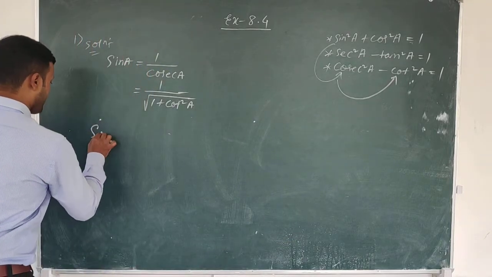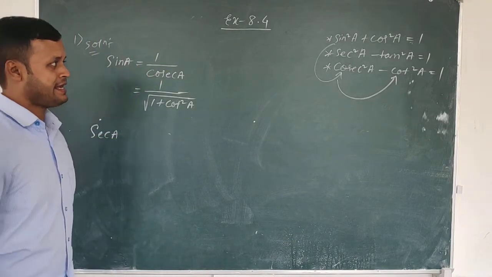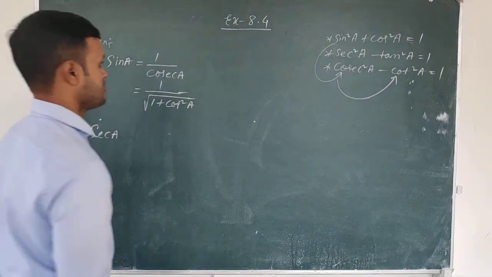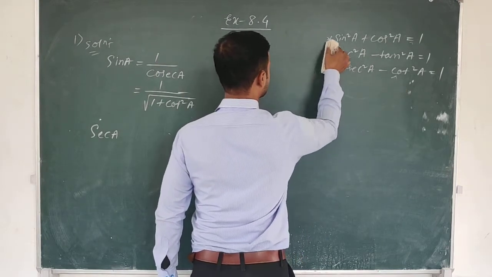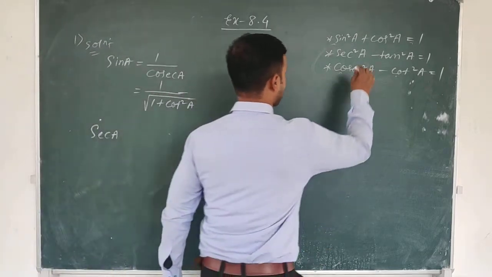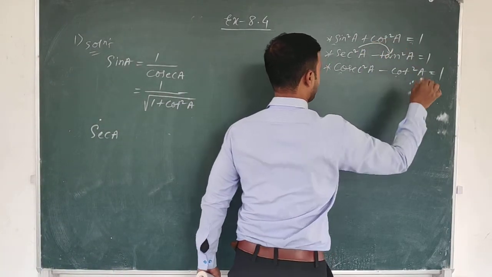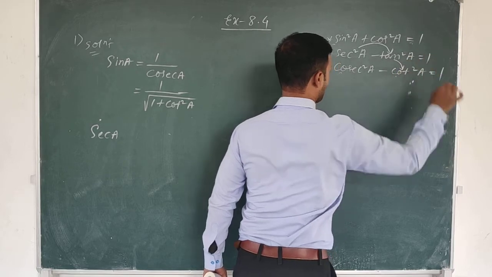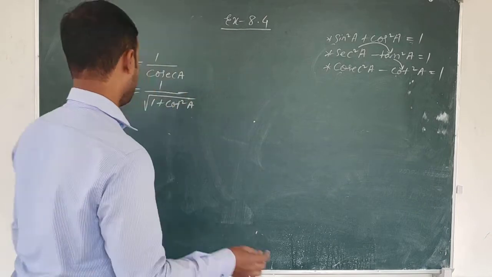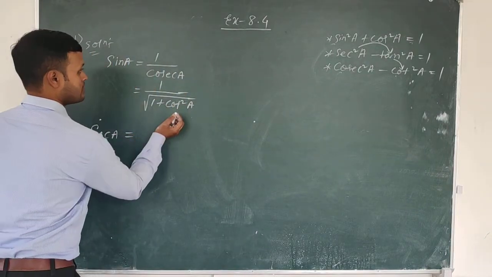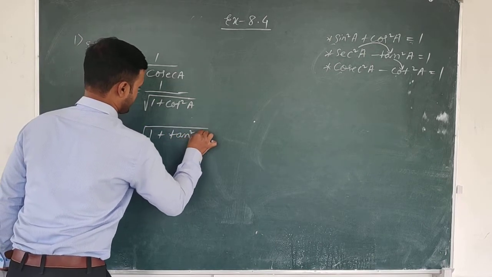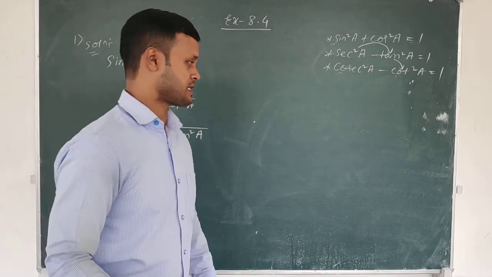So sec A is not directly related to cot A, students, but sec A is related to tan A, and tan A is related to cot A. Understood? So first we will convert from sec to tan, and then from tan to cot. Let us see. Sec A is equal to root over 1 plus tan square A.